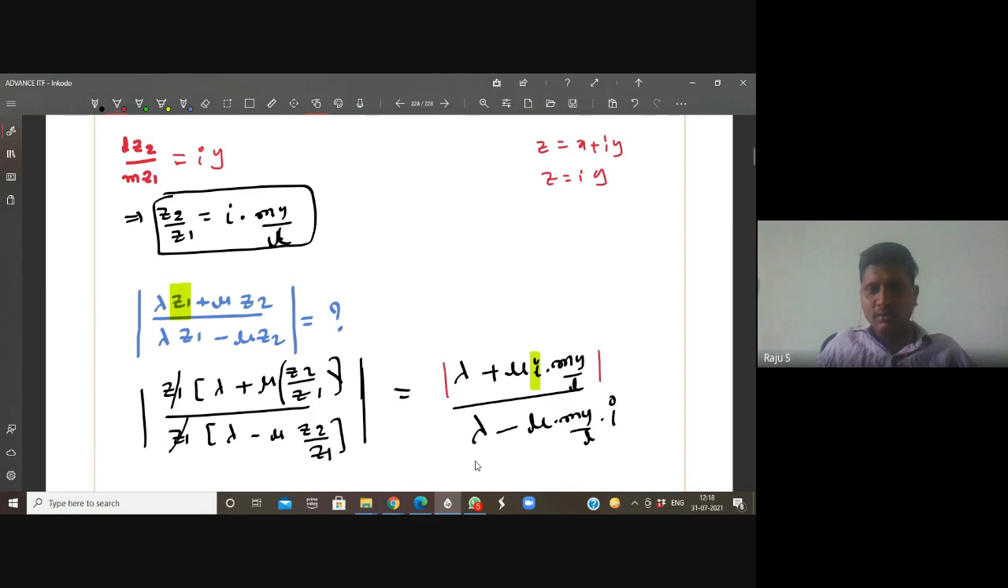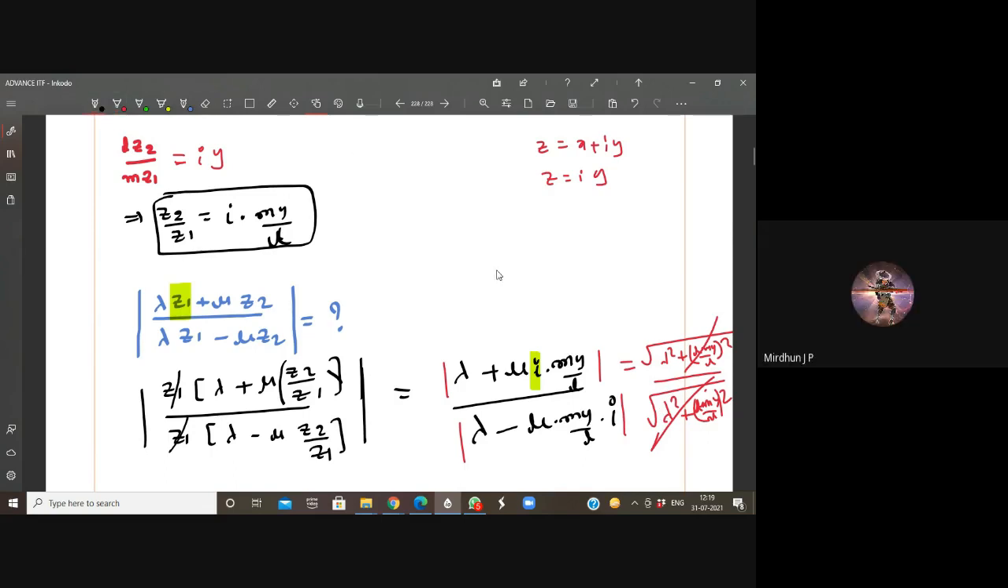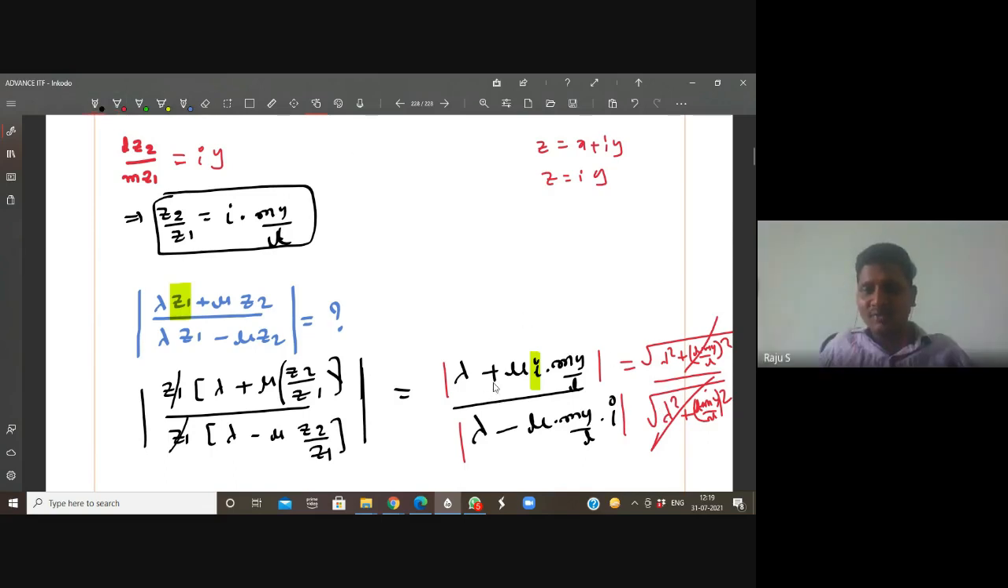What is the modulus value of the numerator? Root over lambda square plus mu m y l by whole square. What is the modulus of the denominator, students? Lambda square plus l m y by, sorry, mu. Whether we are getting same or different values? Same, sir. Same, nothing but what is the answer? 1, sir. Okay, so no need to simplify here after this step.